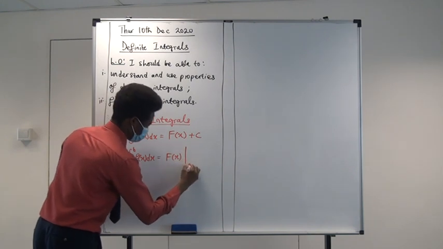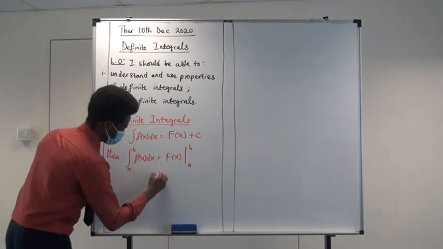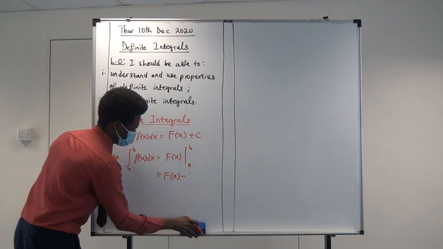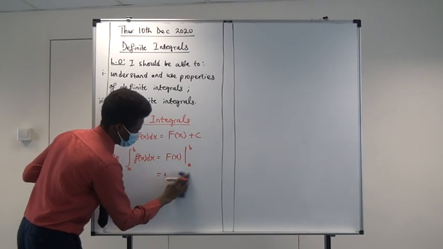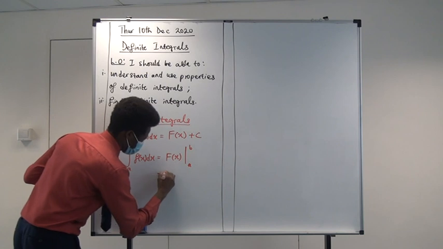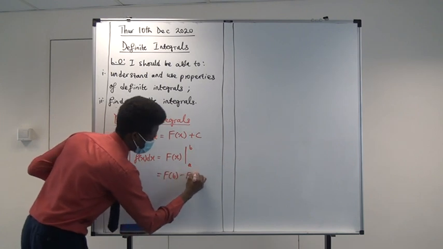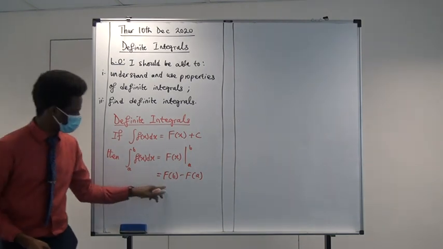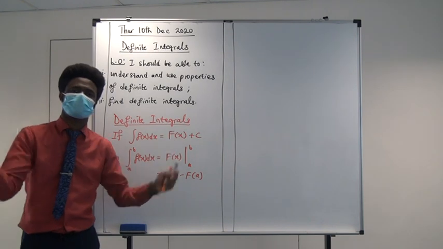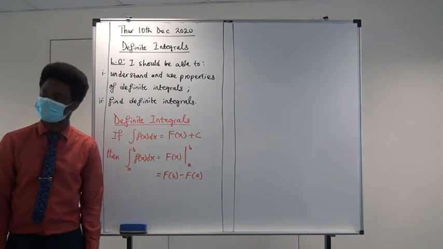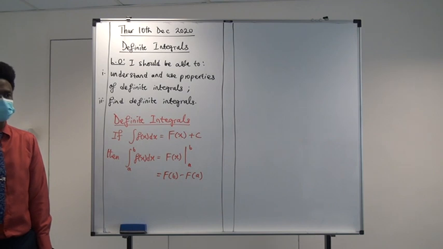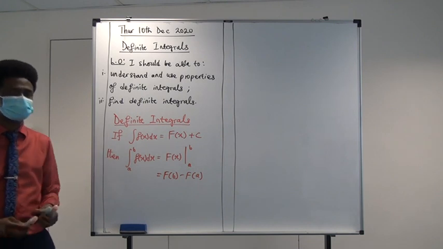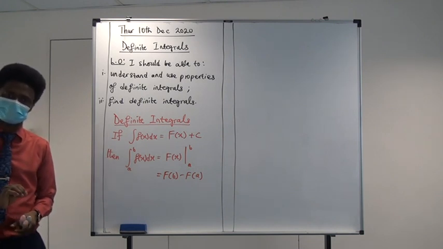You put your limits when x is equal to a and b, and what you do with it is to substitute the upper limit and substitute the lower limit and subtract. So this is going to be capital F of b minus capital F of a. If there was plus c, it would have been F of b plus c minus F of a plus c, and plus c will have cancelled. So in definite integral, we do not consider c at all. Okay? Now there are some properties of this, but before we get to that, let us try to apply this in one or two problems and see.